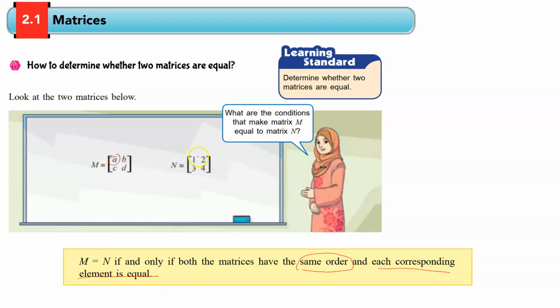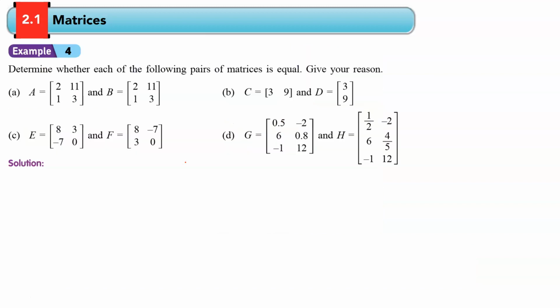So, A mesti equal to 1. B equal to 2. Position dia mesti sama. C is 3 and D equal to 4. Kalau position dia berubah, so it's not equal. Tu maksud dia. So, tengok example 4. Determine whether each of the following pairs of matrices is equal. Give your reason. Untuk A dengan B. Tengok. 2, 11, 1, 3. So, yang ni untuk A, equal. So, position dia dah semua sama. So, kalau dah equal, tak perlulah bagi reason.